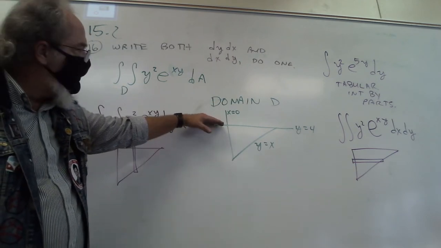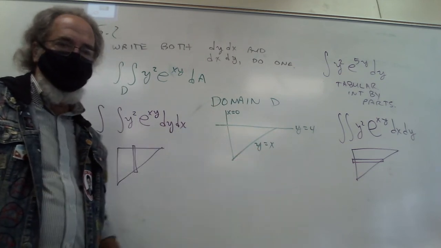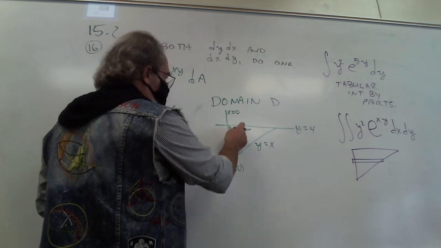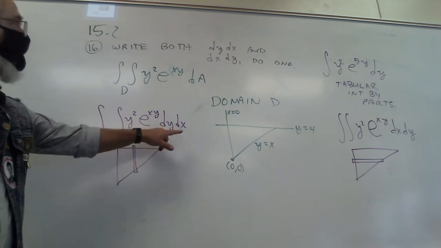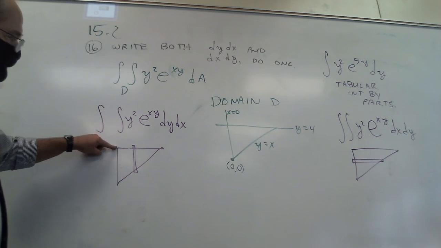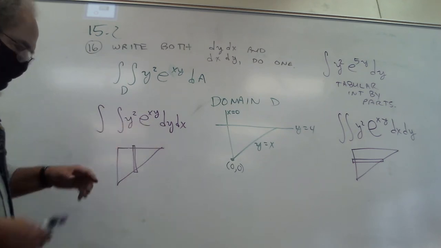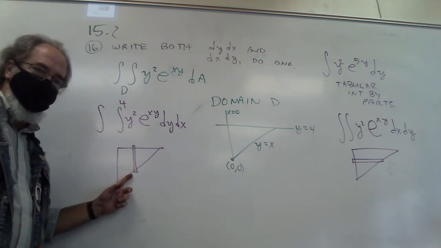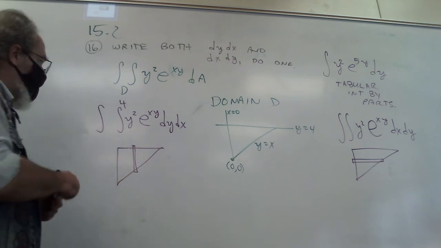So it's bounded by y equals 4, x equals 0, and the slanted line y equals x. This is the origin right here. So that's our region. If you go to do this problem with dy dx, that means it's the little vertical boxes. So the top curve has to be y equals, and this top curve is y equals 4. The bottom curve has to be y equals, because it's dy, y equals x.